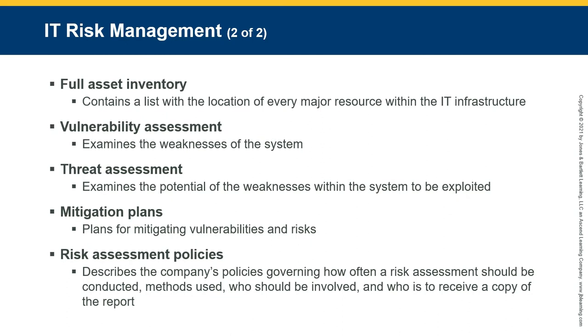The full asset inventory contains a list with the location of every major resource within the organization. This is computers, software, hardware, and servers, and where they're located. The vulnerability assessment examines the weaknesses of the system. Threat assessment examines the potential of a weakness within the system to be exploited. Mitigation plans mitigate the vulnerabilities and risk. And risk assessment policies describe the company's policy governing how often a risk assessment should be conducted, methods used, who should be involved, and who would receive a copy of that report.